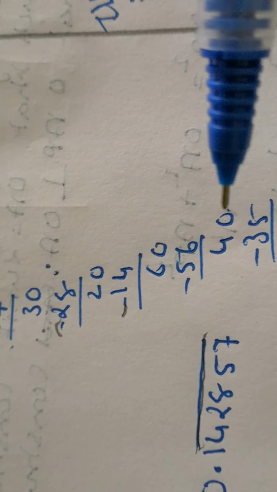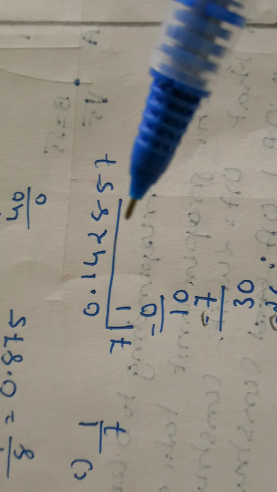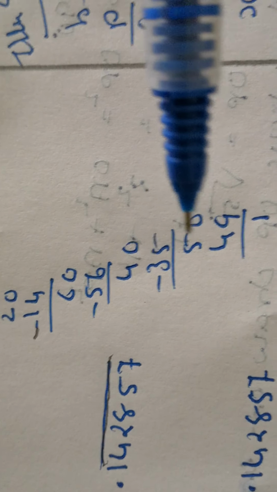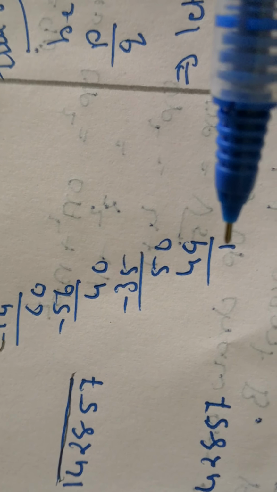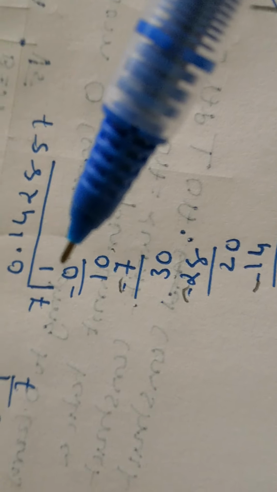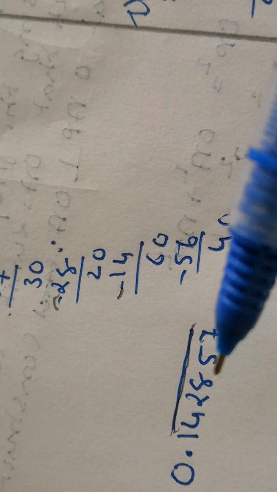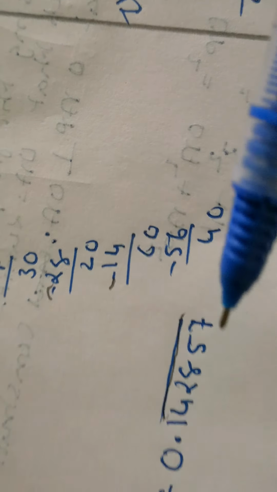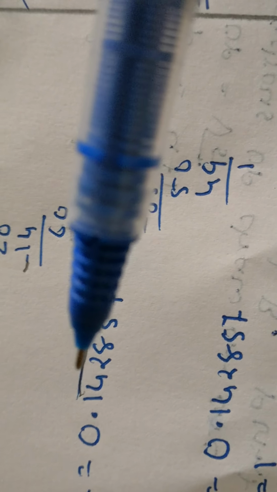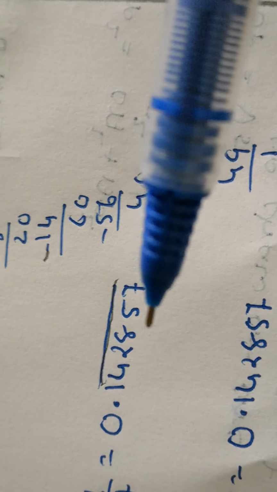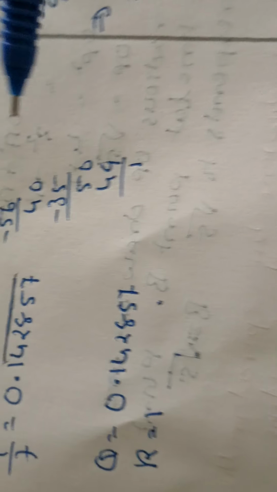So you are going to get 40. 7 5s are 35. So the remainder is 5, 50. 7 7s are 49. So 1. Once you have got the remainder 1, again you are dividing 1 by 7. So the same number is divided by 7. That means the answer will be 0.142857. All these numbers are going to get repeated. So the answer will be 0.142857 bar.